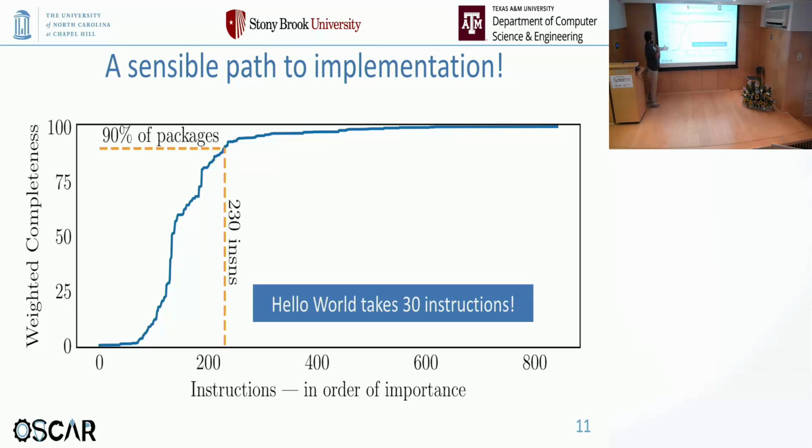But we actually find that there's a much better approach. When you look at the instructions, these are mnemonics, in order of importance, and you do the implementation in that order, you need to implement about 230 instructions, and you've actually covered 90% of packages that are installed on those 3 million machines. So what this tells us is that there's this long tail of instructions that only need to be supported if you're interested in supporting the small remaining 10% of packages, and you can iteratively get there.